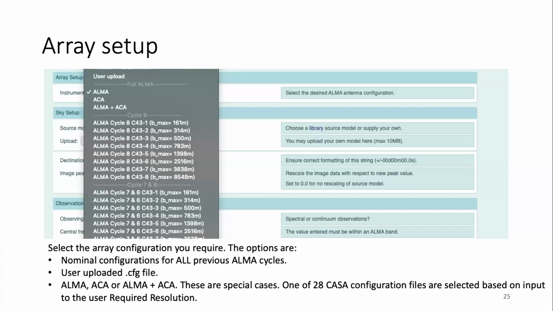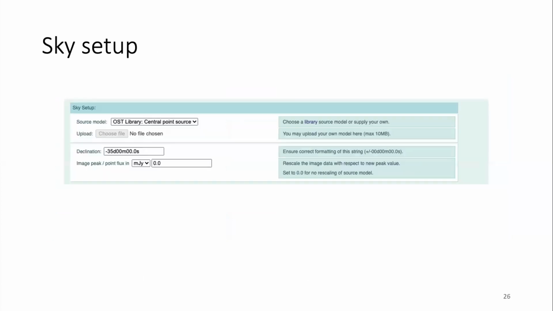So we can select which array we want, and then next we want to set up the sky. This is what we're pointing at. We have source model, so you can choose something from the library. Again, this is a drop down, or there is the other option of user upload. If you select that, then this box becomes ungrayed, and you can click choose file and go and find your file on your system and submit that.